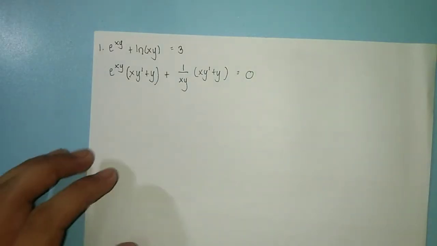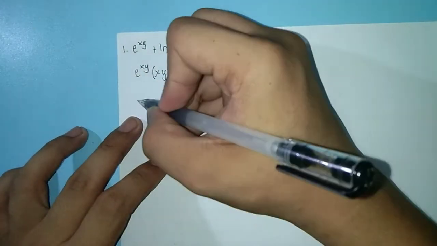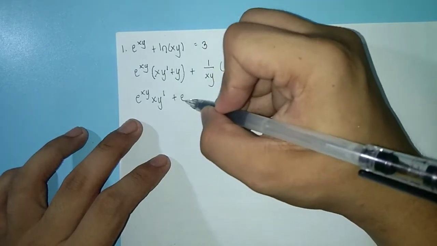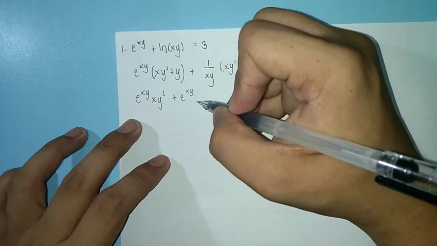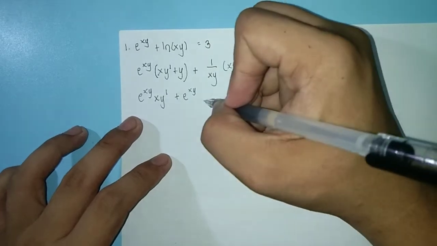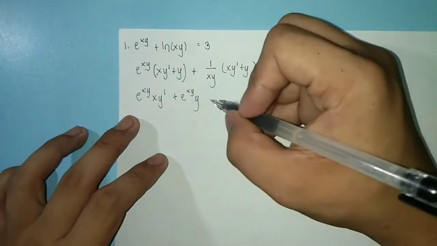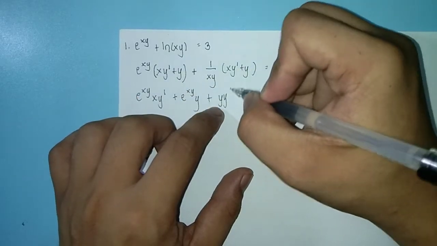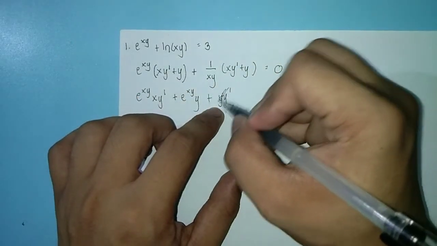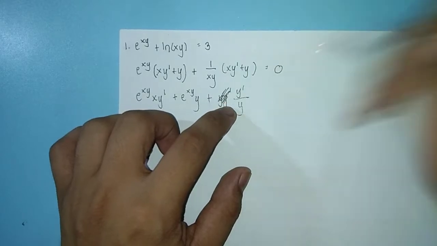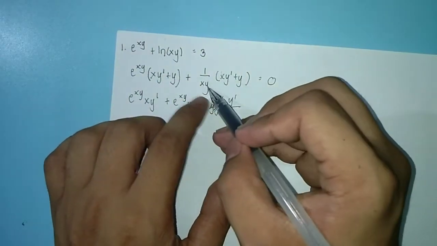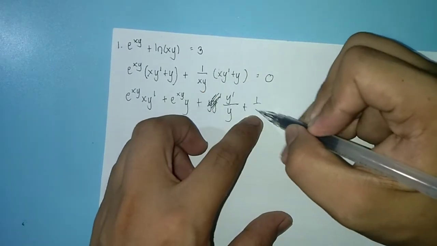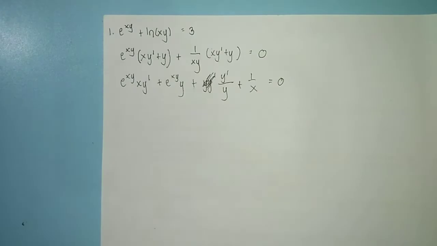Okay? So, next, distribute natin. So, dito magiging e raised to xy x y prime plus e raised to xy times y or y e raised to xy. So, mamaya na natin ayusin. Plus, ito naman, distribute natin. Makakancel yung x, ang matitira ay y prime over y. Okay, so cancel yung x, tapos nasa denominator yung y. Plus, dito naman, cancel yung y, so matitira ay 1 over x equals 0.